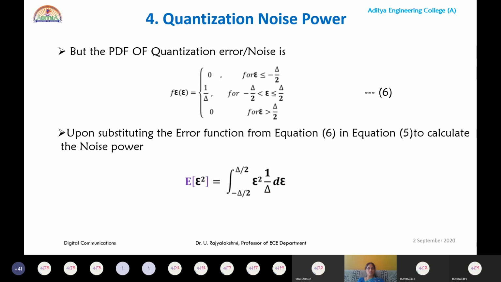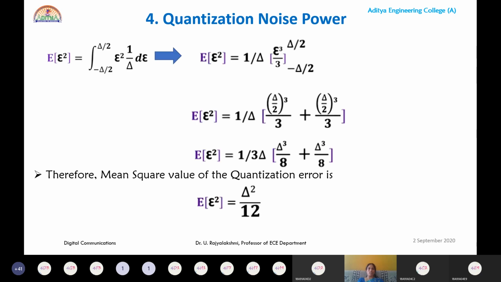X cube by 3, ma'am. X cube by 3. So please replace x with e. So you will get e cube by 3. Please observe the next slide. Expectation of error square equals integral from minus infinity to plus infinity of e square into 1 by delta dE.